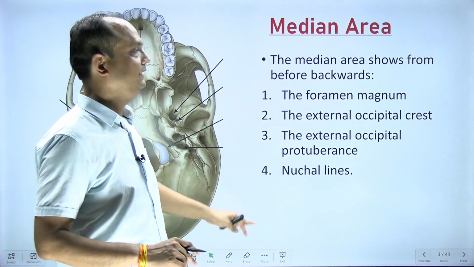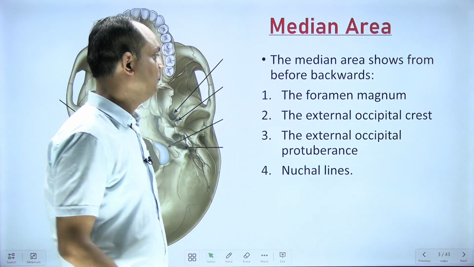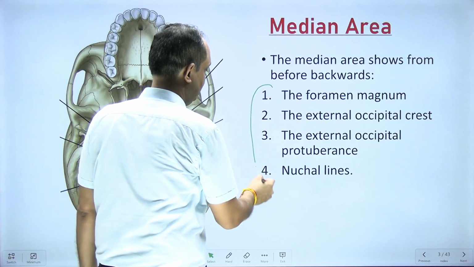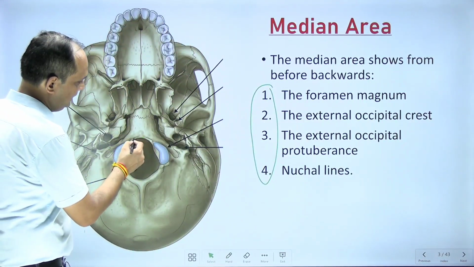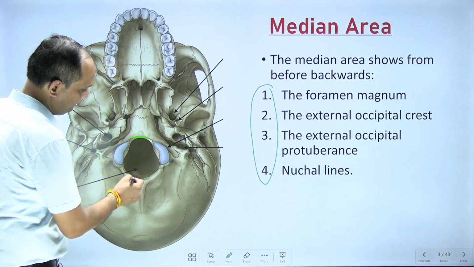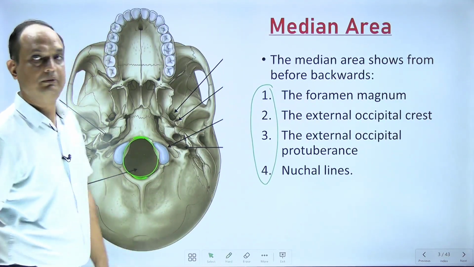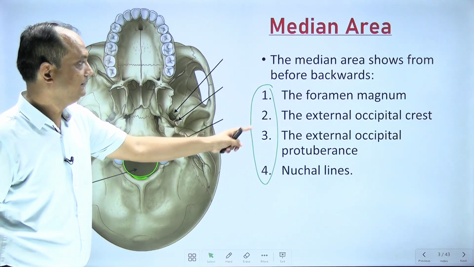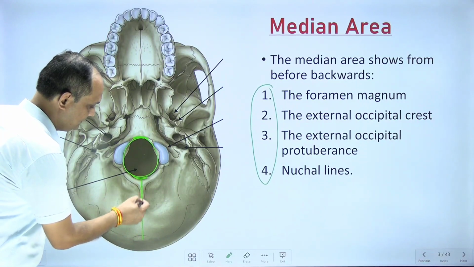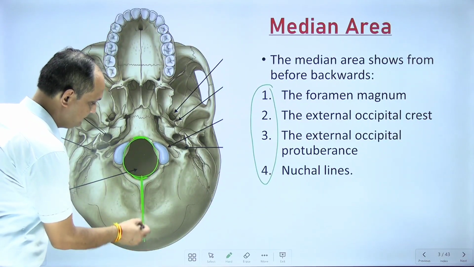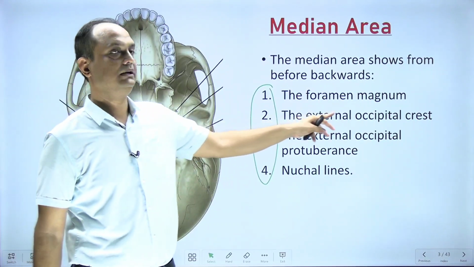So in this median area, you first identify the bony landmarks from anterior to posterior side. If I start from here, this is the foramen magnum. Clear? So what is this? This is the largest foramen. It is known as foramen magnum. Now behind the foramen magnum, you will see a bony line, and this median line which is in the mid plane is the external occipital crest.